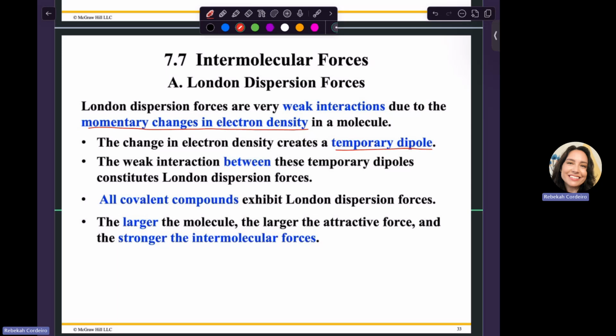All covalent compounds and all atoms exhibit London dispersion forces. Basically, everything does this. If it has electrons, it can have this. And it is based on momentary polarity. So I think I have a picture here for you.